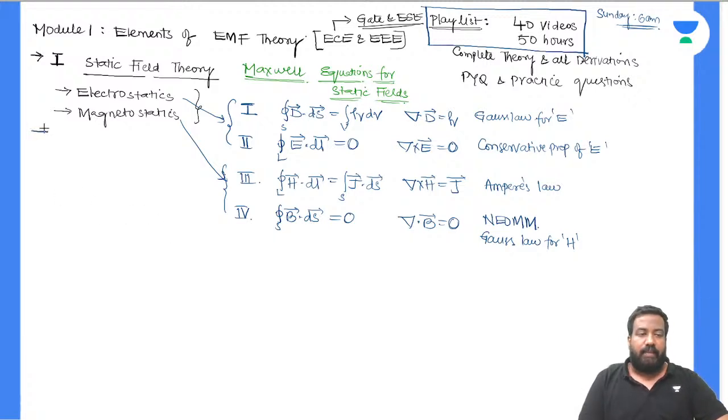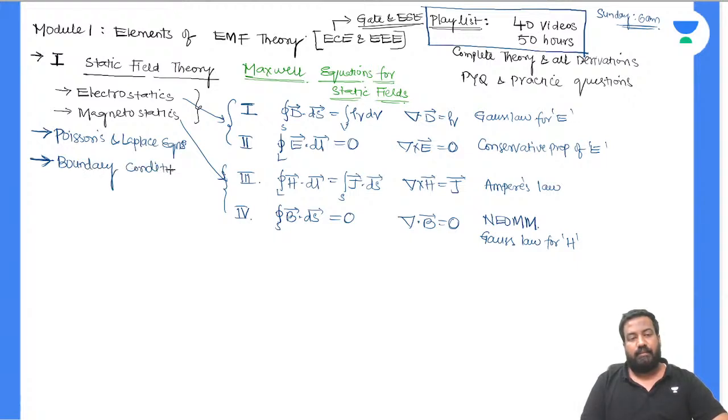Other than the main concepts of electrostatics, magnetostatics and Maxwell equations, we had also covered Poisson's and Laplace equations, boundary conditions. These are the most important topics. Capacitors and inductors.